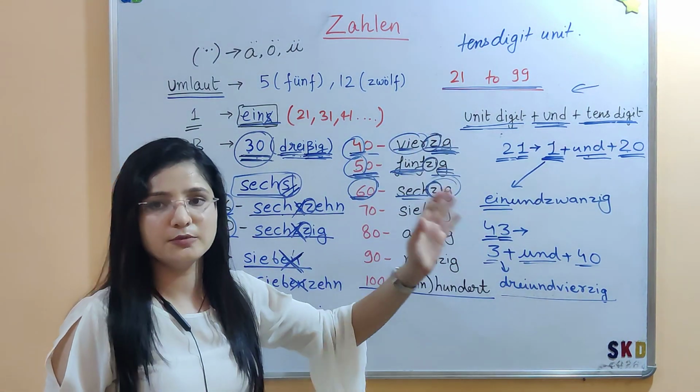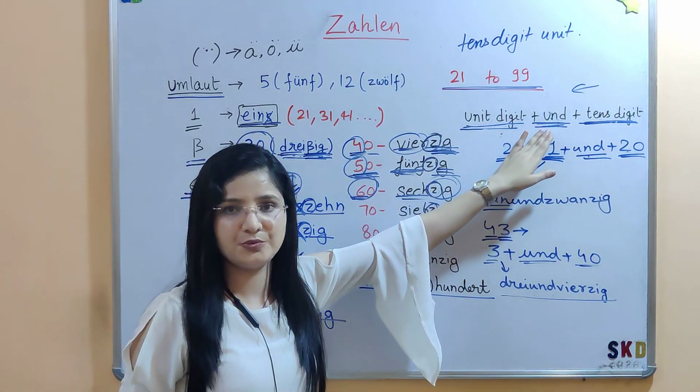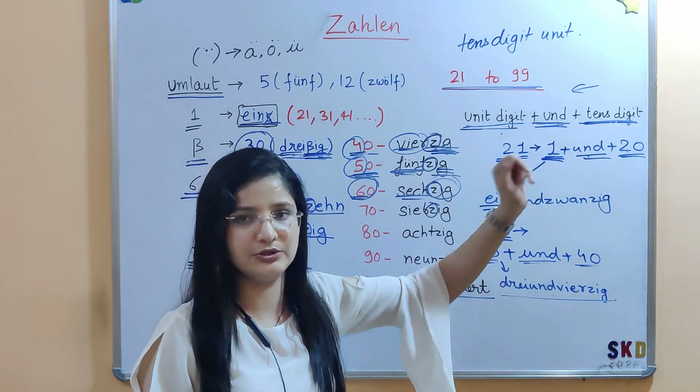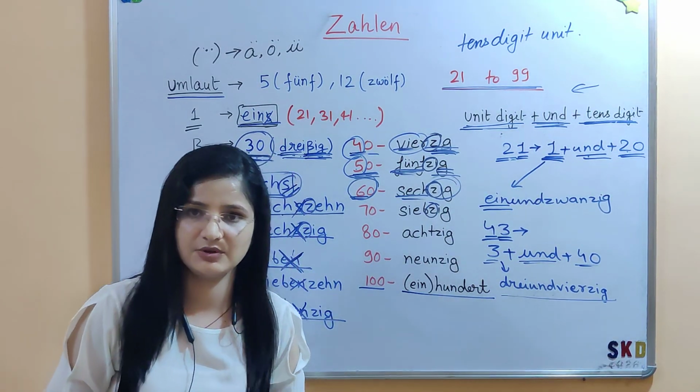This will be the rule from 13 to 19, only und will not be there: unit digit and tens digit. From 21 to 99, und will be there. That I have already discussed in my previous video.